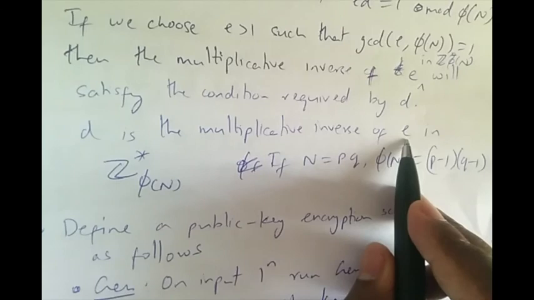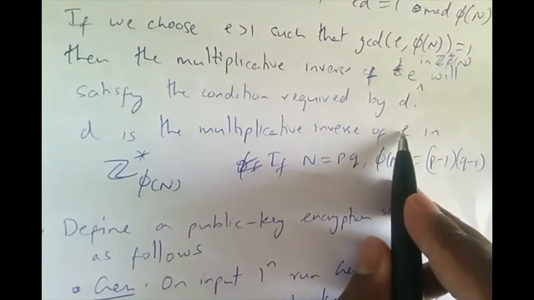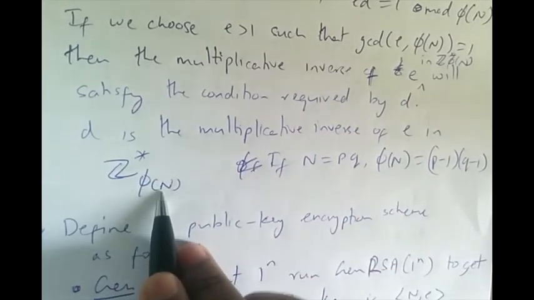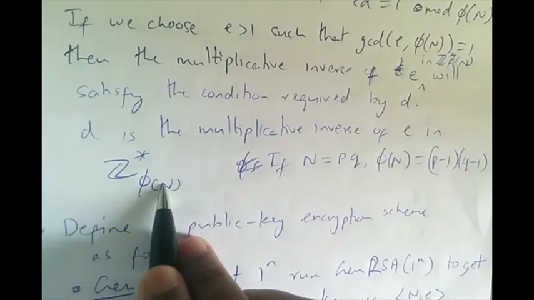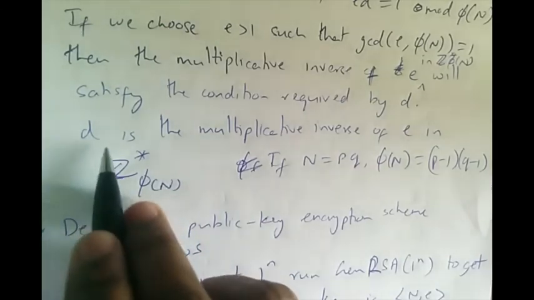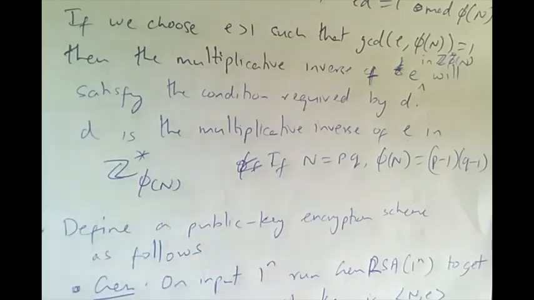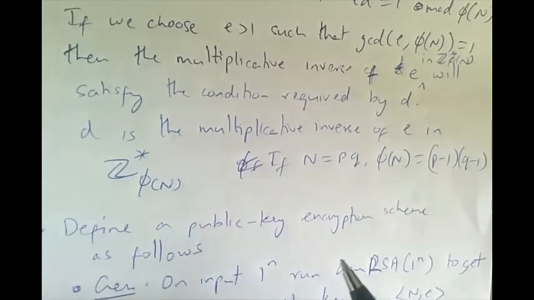So E, the encryption exponent, is going to be made public. The adversary can only see E. But the valid receiver has D, because either he knows phi of n, or he has D. And actually those two facts are equivalent. Knowing phi of n is the same as knowing D, we'll see later. So the main secret here is the factorization of n.